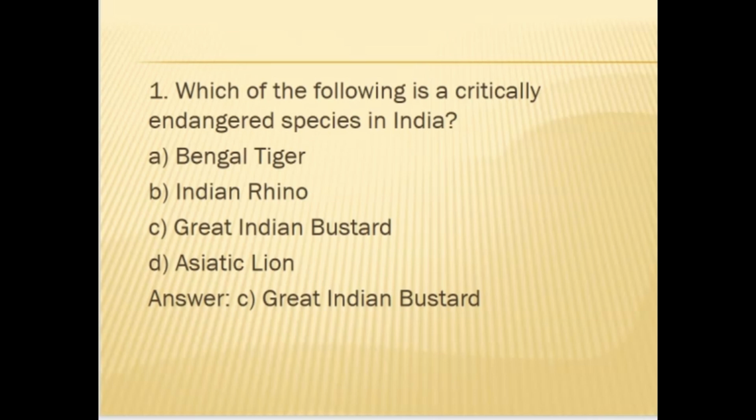Which of the following is a critically endangered species in India? Bengal tiger, Indian rhino, Great Indian bustard, Asiatic lion. Answer C. Great Indian bustard.